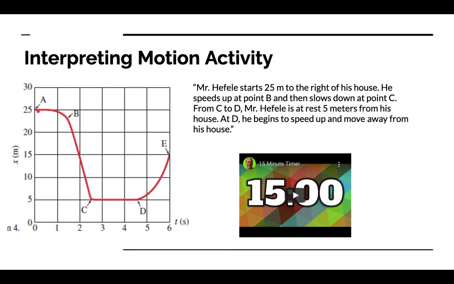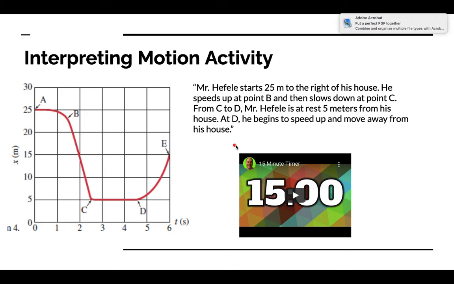So an example right here would be: Mr. Heffley starts 25 meters to the right of his house. He speeds up at point B because we see our position versus time graph get steeper, and then slows down at point C because we see our position versus time graph get much less steep. From C to D, Mr. Heffley is at rest 5 meters from his house. At D, he begins to speed up and move away from his house. So this is a real cut and dry example. You can get much more creative with this.